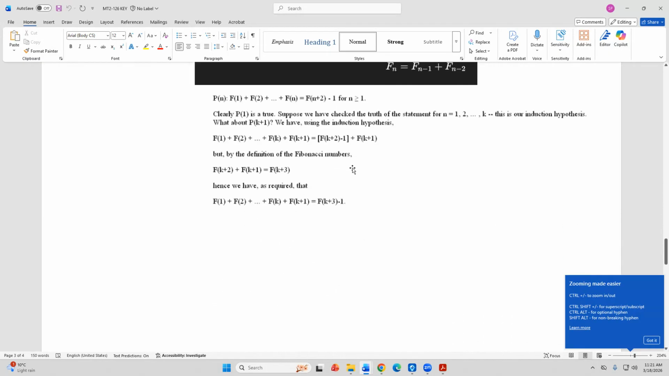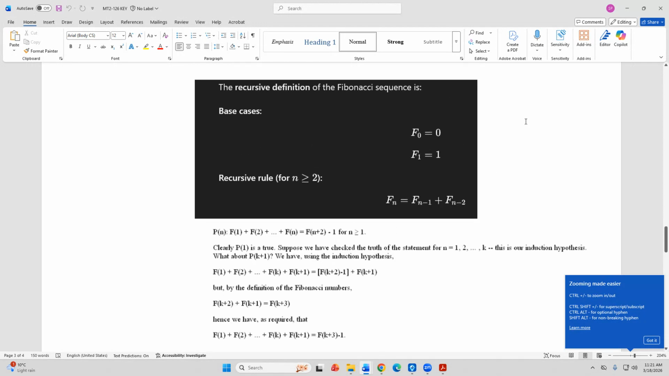But by the definition of Fibonacci numbers, we have this f_k. So we've got it all up to k plus 2 and k plus 1, but k plus 2 plus k plus 1 equals k plus 3. Hence, we have, as required, that all of these equal f_(k+3) minus 1 by the Fibonacci sequence. So this was worth maybe a point, I suppose, that you remember what a recursive definition is. It has to start with the initial conditions. This one is a second order recursive relation. And yes, that's that.